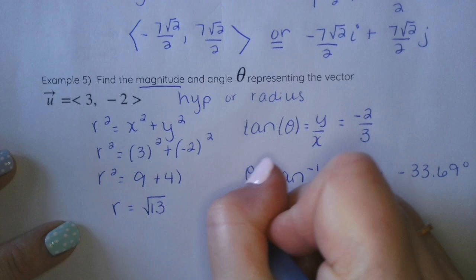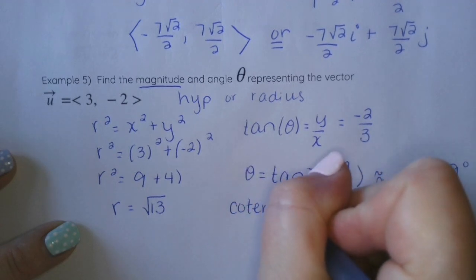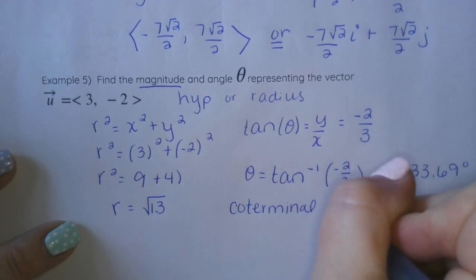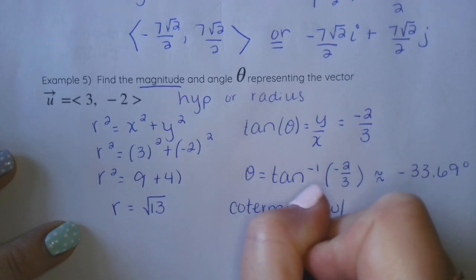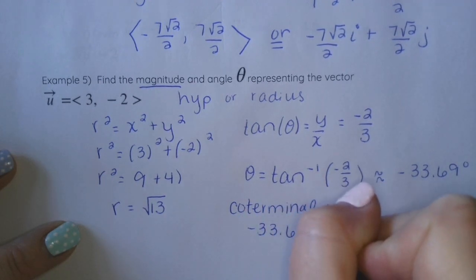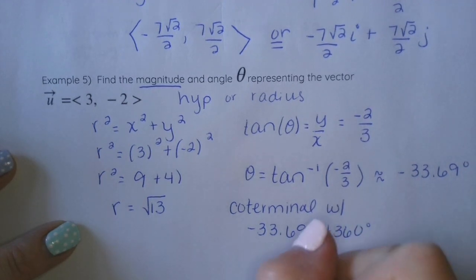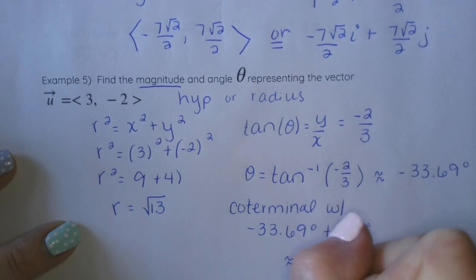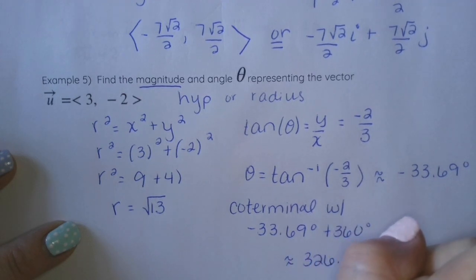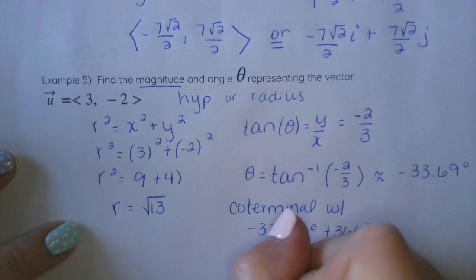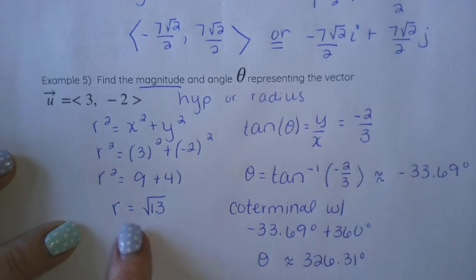So we know this is coterminal with negative 33.69 degrees. If I add one rotation around the circle, our degree value is 326.31. So we've also found theta. We found the magnitude, which is also the hypotenuse or radius, and we found theta at approximately 326.31 degrees.